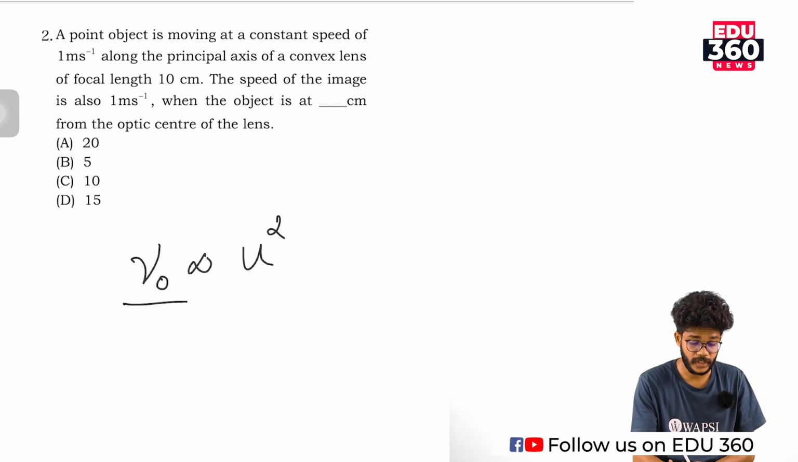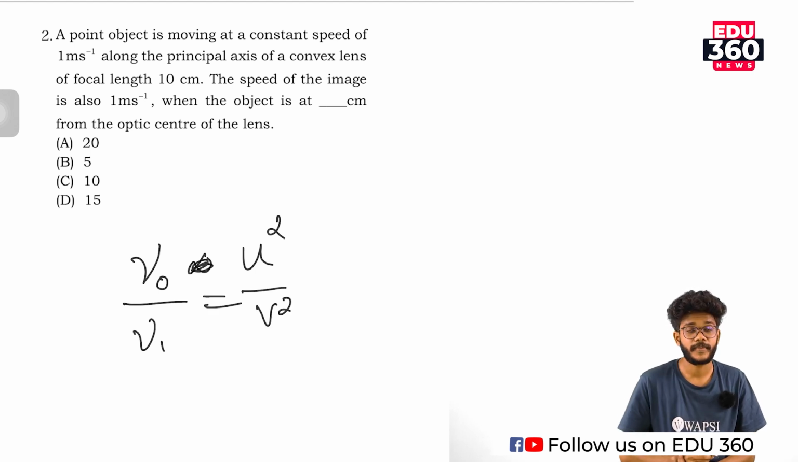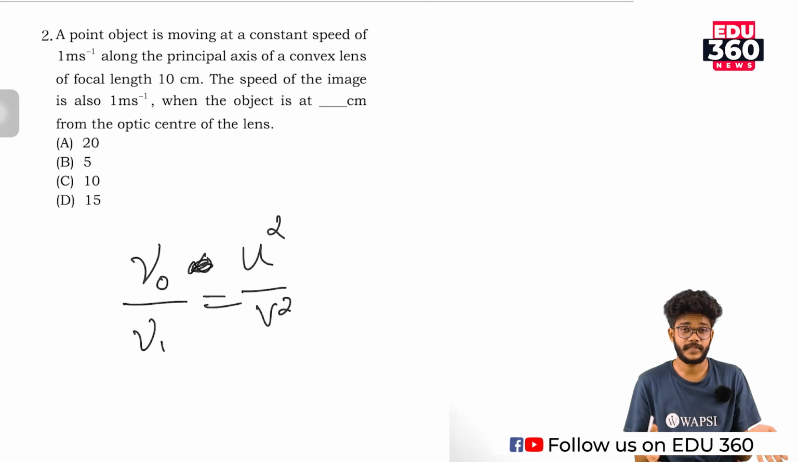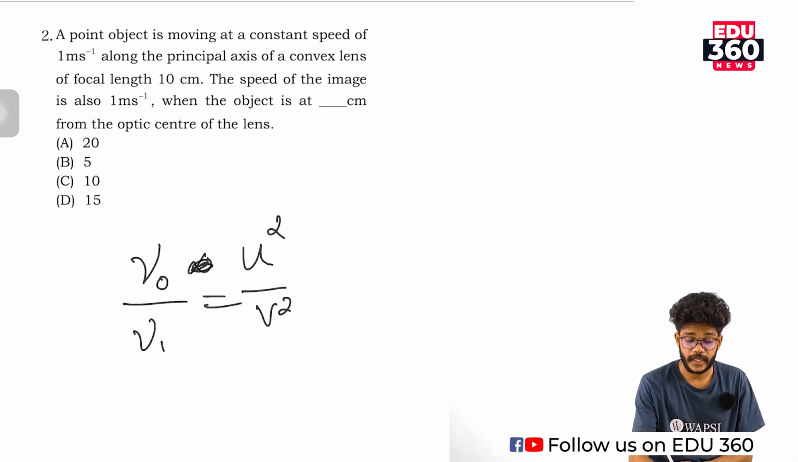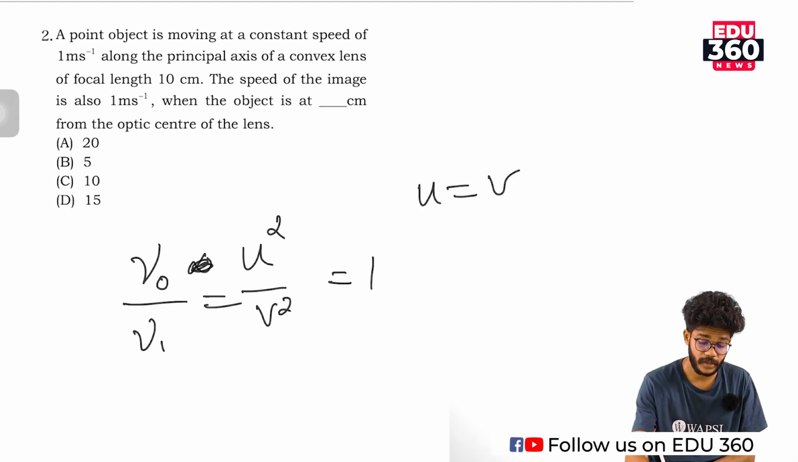Okay, so the velocity of the object is here, and the velocity of the image is proportional to v. So we can change the proportionality constant to v naught, the velocity of the object and the velocity of the image. Actually, the velocity of the object and image are both 1 meter per second, so this will equal 1. That means u equals v. Correct? Yes, u is equal to v.